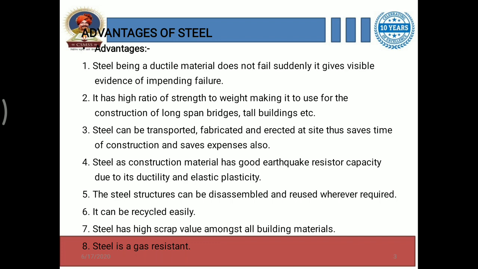Steel as a construction material has good earthquake resistance capacity due to its ductility and elastic property. As steel is a highly ductile material, its use is increasing nowadays for making good earthquake resisting structures. Lots of structures nowadays need to be earthquake resisting, where steel can be easily used.